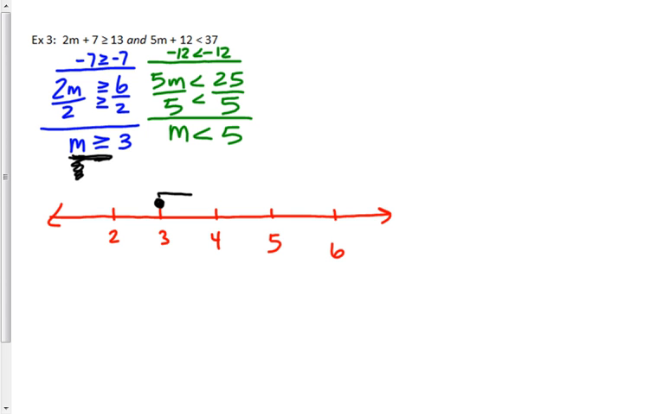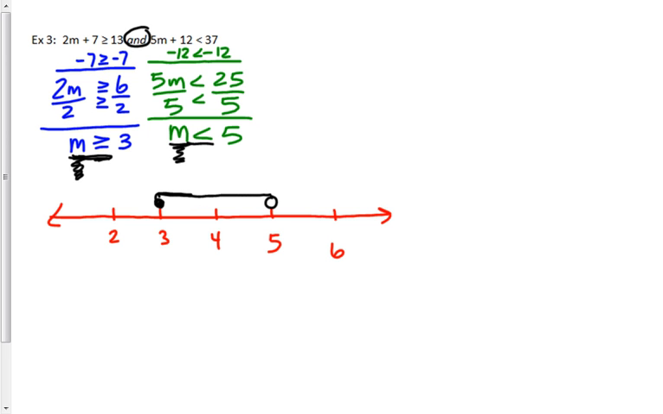Now, one thing to notice is what's going to happen. Notice I didn't put an arrow on this yet. Read from your variable, and that second inequality we have m is less than 5. That is going to be an open circle on 5, and it says m is less than, so that arrow is going to go to the left.